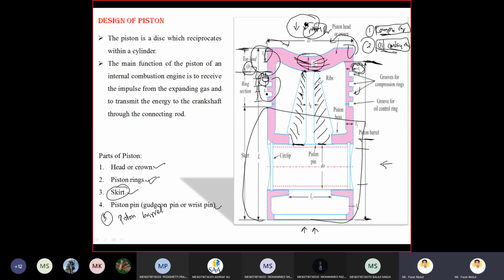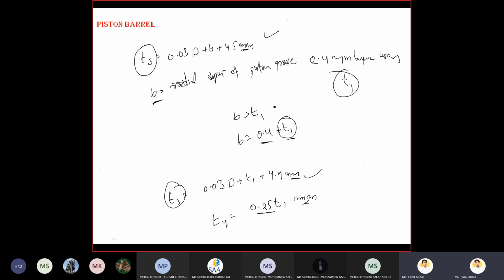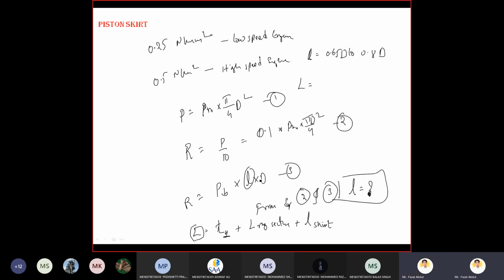Okay, this is the total length. After calculating all these things and adding them, we'll get the length of the ring section. Now, the length of the skirt, how much? The length of the skirt we are going to calculate with these two relations, equation number 2 and equation number 3.